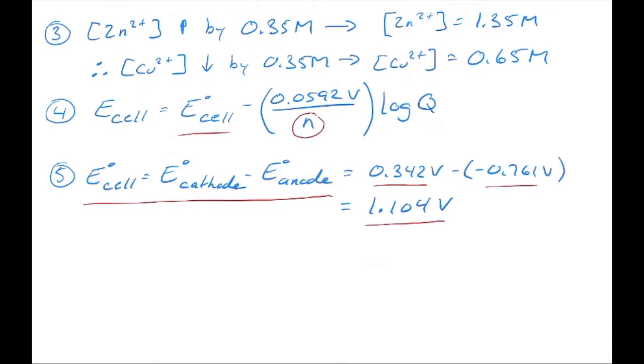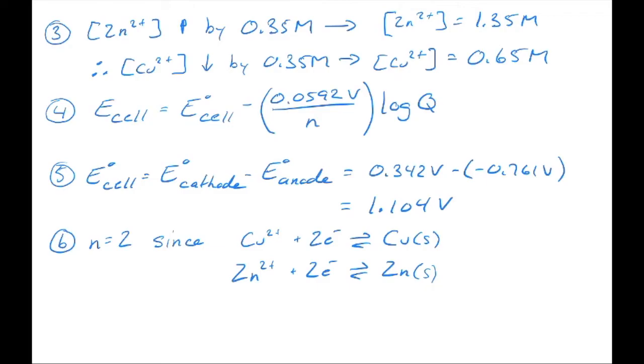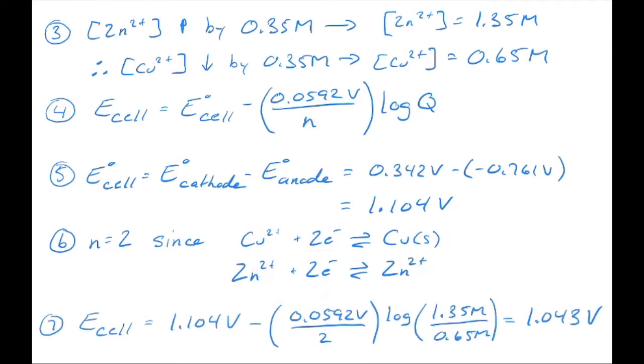Now let's try and figure out N, how many electrons are transferred in this particular reaction. As we did in a previous example, we can write out two half reactions. Copper 2+ plus 2 electrons producing copper solid, and zinc 2+ plus 2 electrons producing zinc solid. Remember, we have two 2+ ions, and those 2+ charges have to be balanced by 2 electrons in each of the reactions. So that means that we have 2 electrons transferred in this particular reaction, so N equals 2.